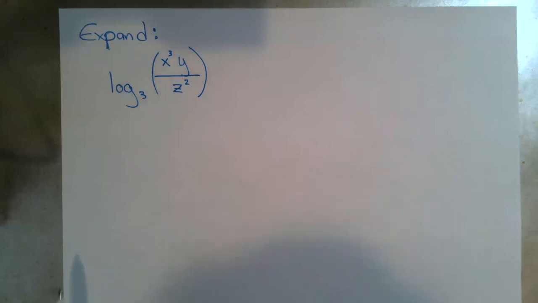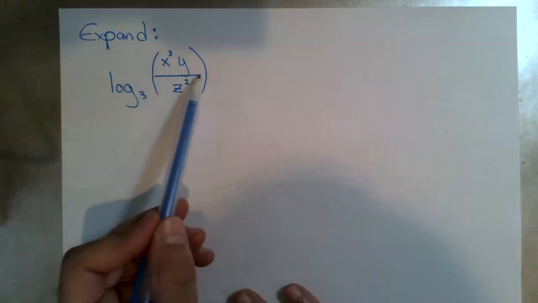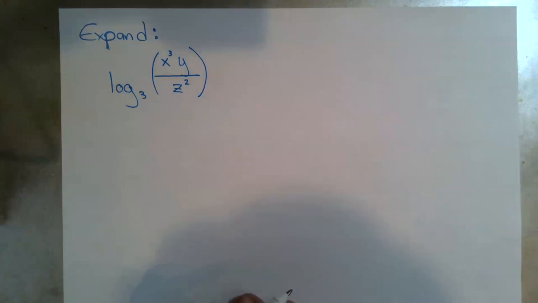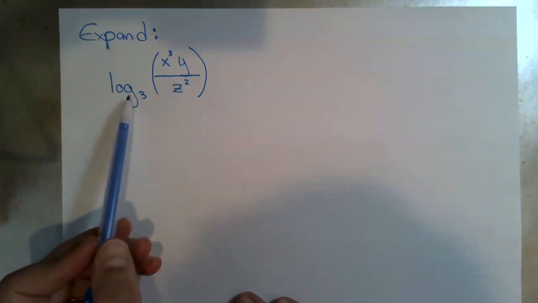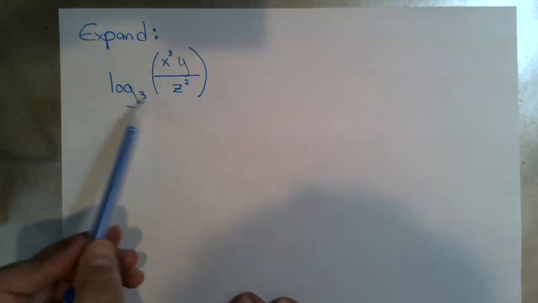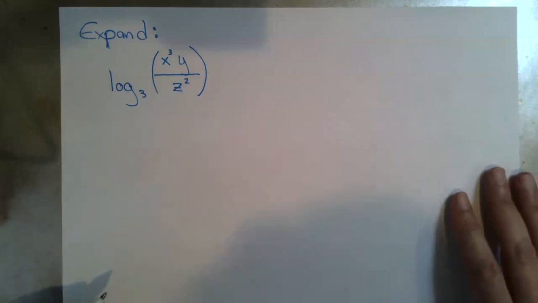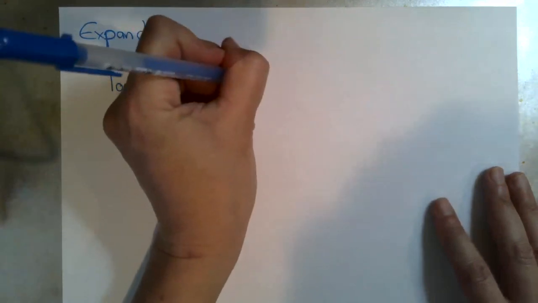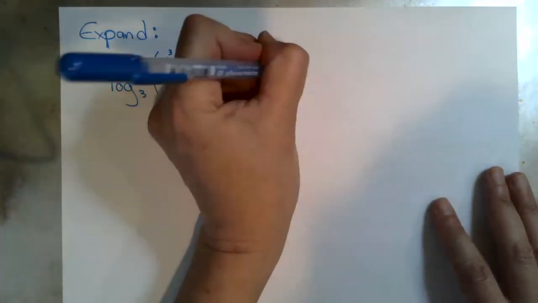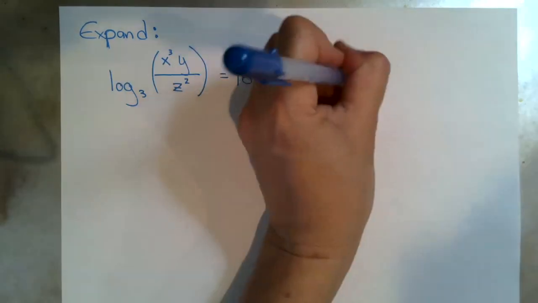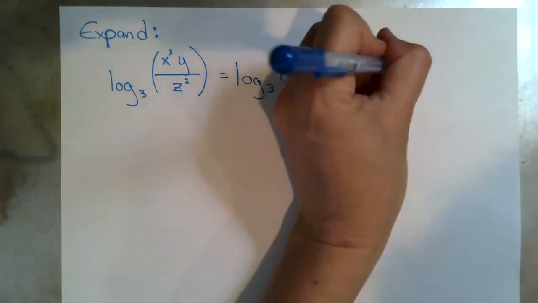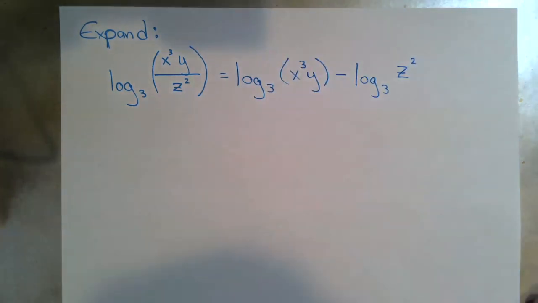The first thing we're going to do is we see division here. So we're going to use our quotient rule. And so our quotient rule says that instead of division, we're going to take the log of our numerator minus the log of our denominator. So our first level of expansion becomes the log base 3 of x to the third times y, right? That's our numerator, minus the log base 3 of our denominator, z squared.